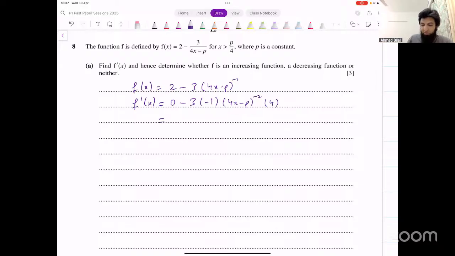Now we can simplify this. Minus 3 into minus 1, what's that? That's 3. And we've got this 4 outside as well. So that will become 12 into 4x minus p whole raised to power minus 2. Now we can write this as 12 over 4x minus p whole squared. Now, what can we say about this?